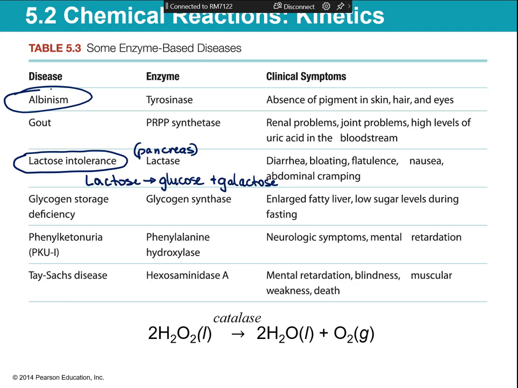Albinism. So albinism is when you're missing this one enzyme. It's called tyrosinase. What this enzyme does is help you to form what's called melanin. Melanin is a pigment. This pigment is taken up by your skin. It is taken up by your hair. And this pigment is taken up by the irises, which creates color in the eyes.